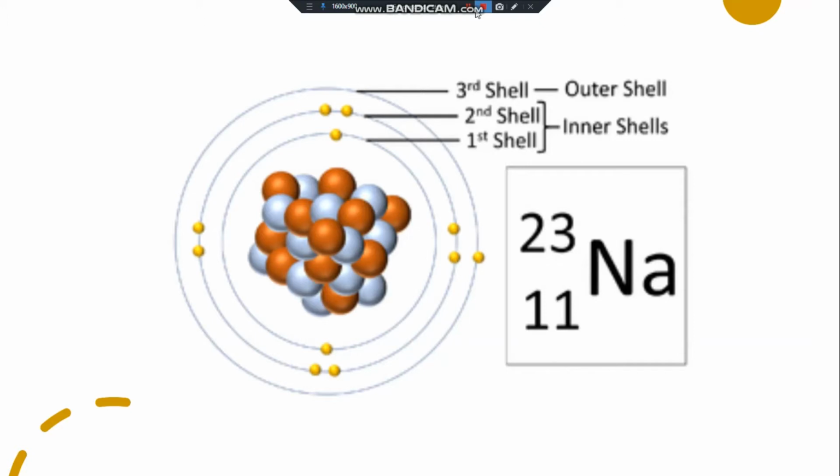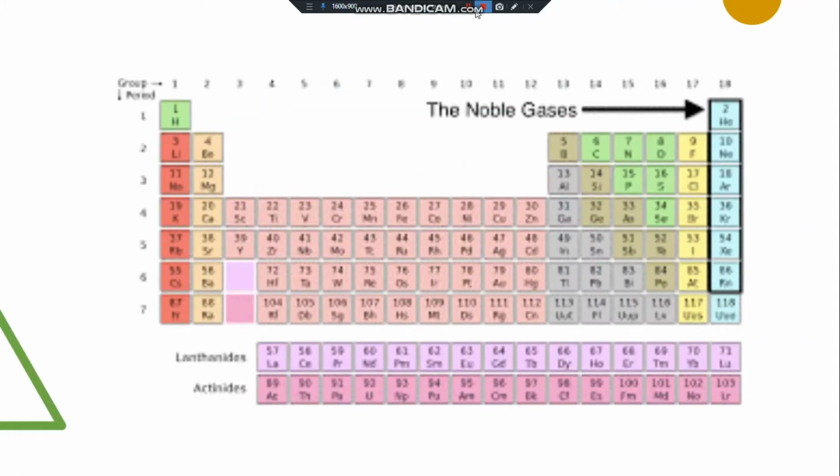So we know that electrons exist on energy levels, and remember that the first energy level can hold 2 electrons and the second and the third shell can hold 8 electrons each, and all the elements in group 0 have a full outer electron shell or energy level, and we call these elements noble gases.